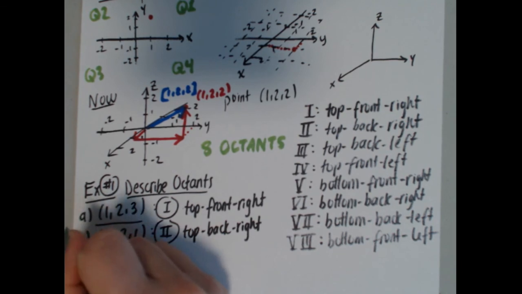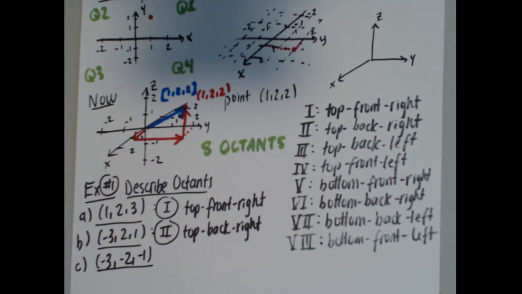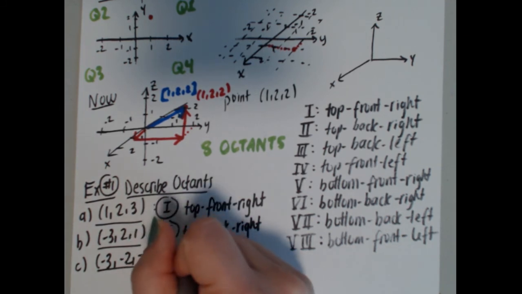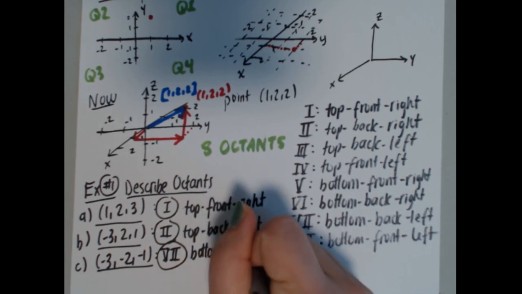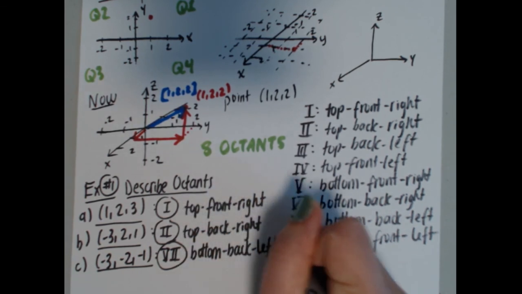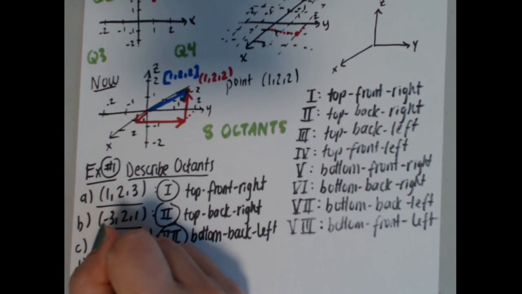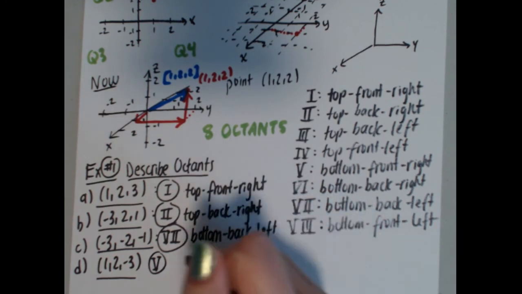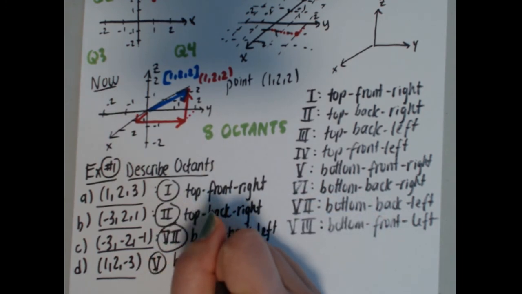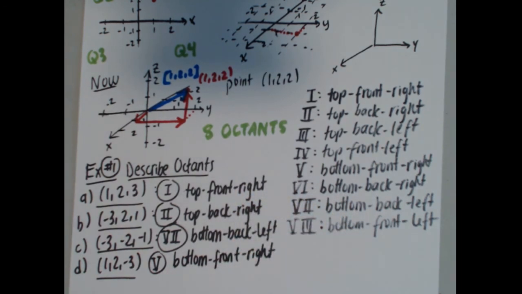And we'll do 2 more. C, -3, -2, -1. All of them are negative. Where is that going to be? So that is going to be an octant 7. Okay, so this is bottom, back, left. And finally, D, point 1, 2, -3. This is going to be in quadrant 5. And we describe this as bottom, front, right. So a lot of descriptive names here.